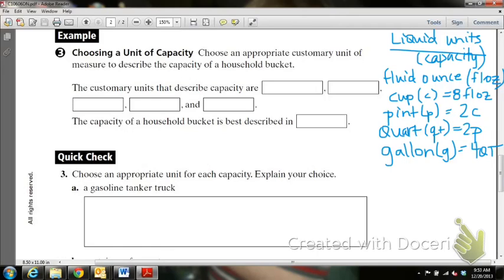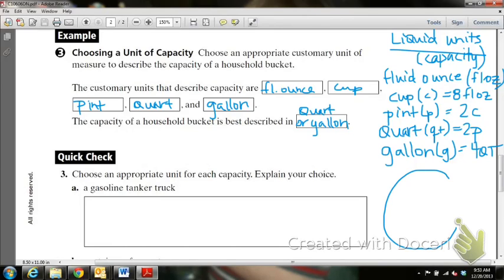So the customary units that describe capacity are fluid ounce, cup, pint, quart, and gallon. And the capacity of a household bucket is best described in, it depends how big the bucket is. I would say quart or gallon. Gallon is probably the one that you would use, but if it's a small bucket, it could be quarts.